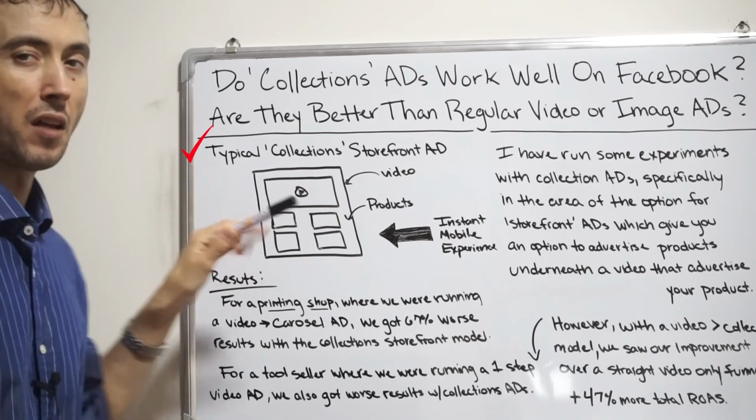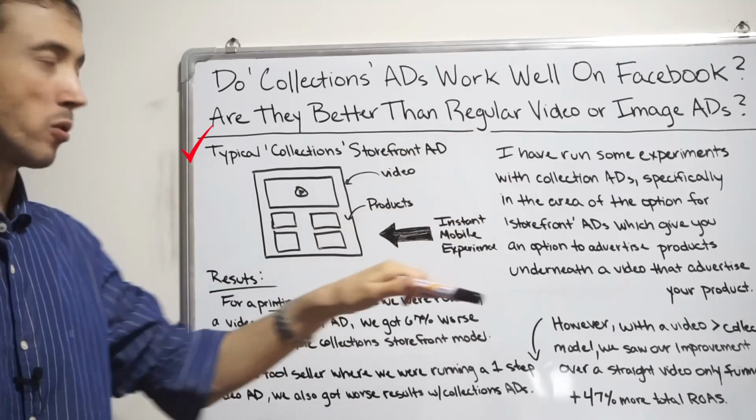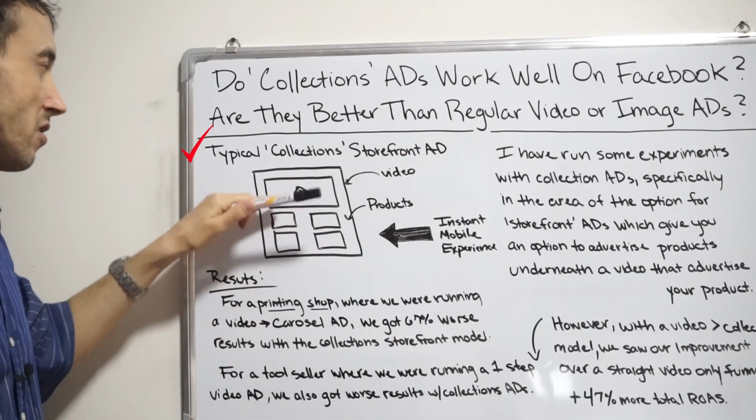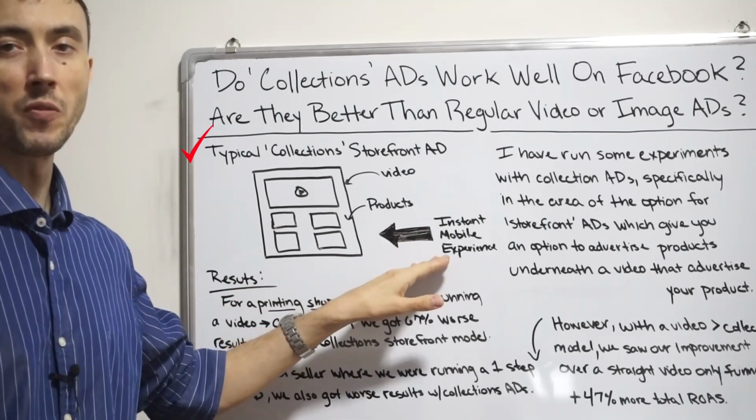Users are going to see the video and part of the products they're showing. They tap on it, and then they get something that basically takes up the whole screen. The video is still there up top, and the products are down below. And like I said, this is for mobile devices.